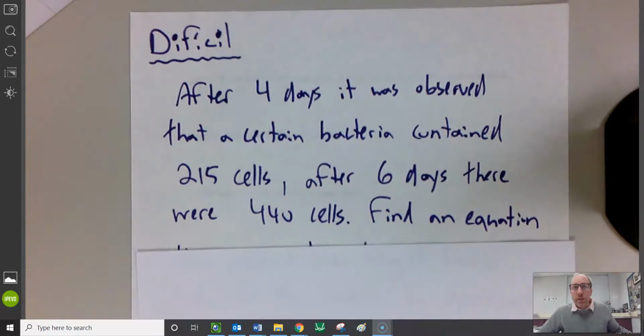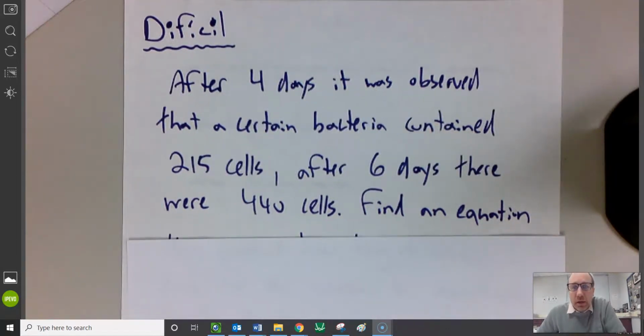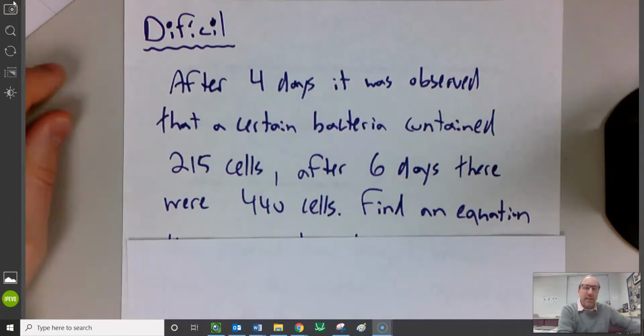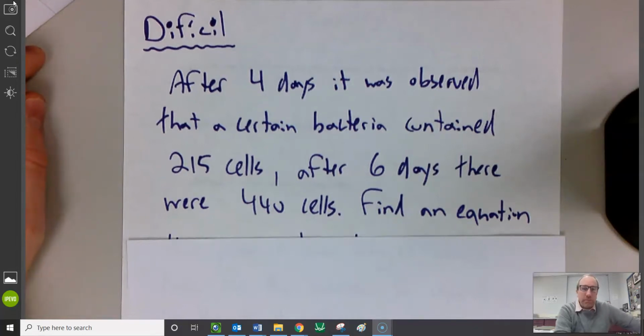So we just happen to know that after 4 days, a certain bacteria had 215 cells in it, and after 6 days, there were 440 cells. Okay, so no starting point. We just have no initial amount. We know that after these days, this many cells are present in this bacteria, and we're assuming exponential growth.